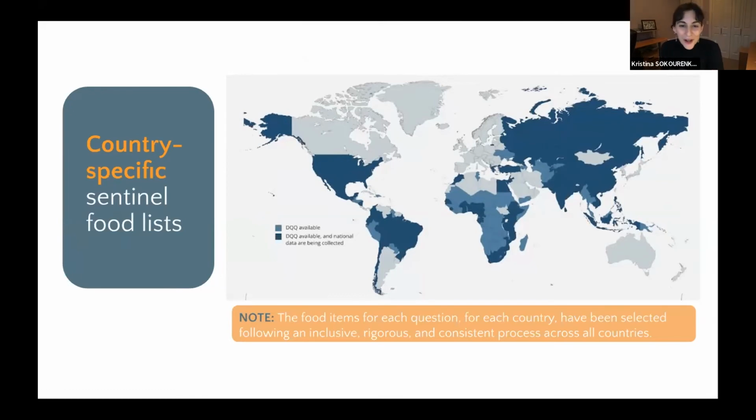This map, which all of you have already seen, is showing where the DQQ is available and where the food items for each country have been adapted. They've been selected using an inclusive, rigorous and consistent process across all of the countries that you see highlighted in the different shades of blue. And they're ready to use. They're ready to use tools for accurate data collection in these countries.